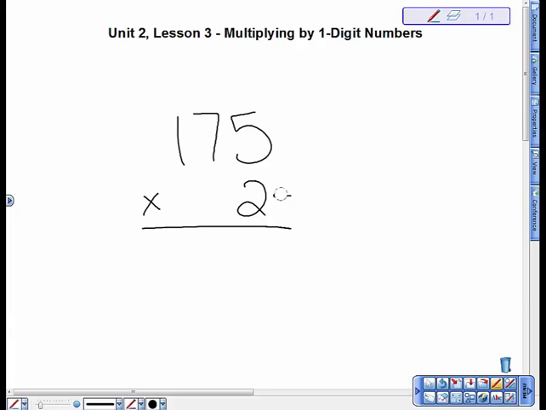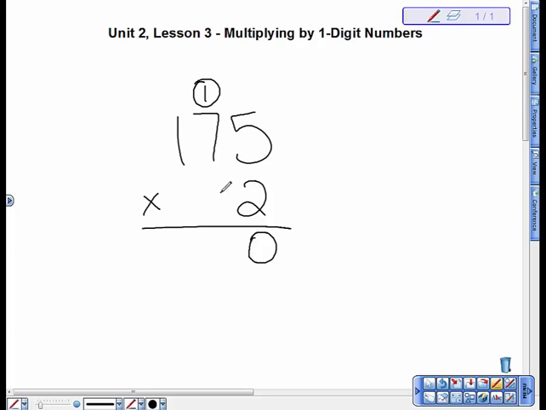What I'm going to do first, just like if you were adding, you would start by adding the ones place, we're going to start by multiplying the ones place. So I'm going to multiply 2 times 5. 2 times 5 is 10. Just like when you're adding, I'm going to put down the ones place and carry the tens place, in this case the 1. I'm going to carry it above the 7 and circle it so I don't forget about it.